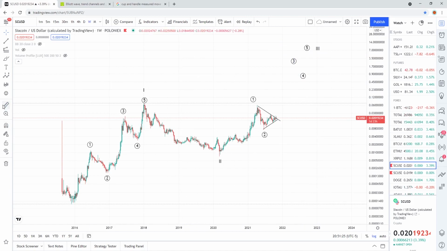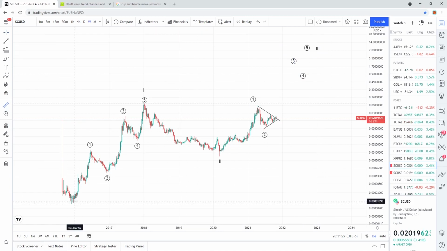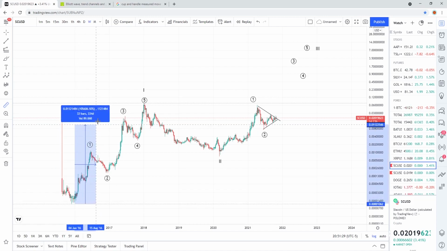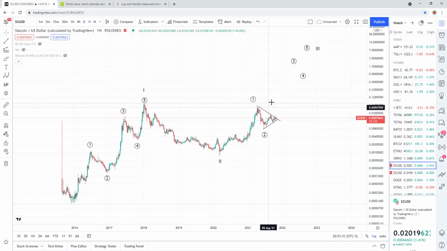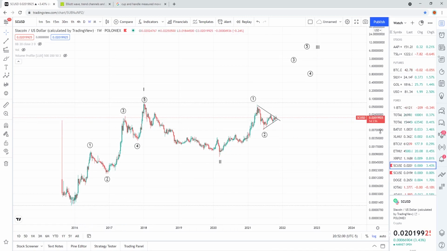And if you think that that's not likely, and 20,000% is so much, as you can see in cycle wave 1, this coin went up over 700,000%. So this is baby numbers compared to what it did back here, and it is following exactly what it did back here. So that's going to be my TA on Siacoin.